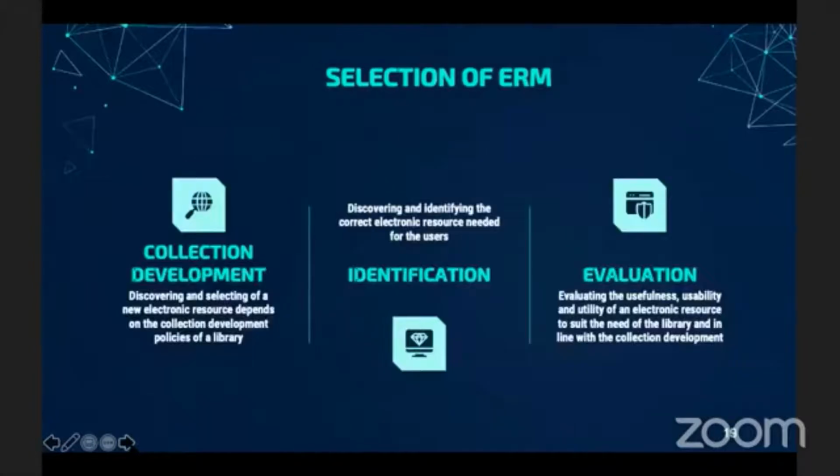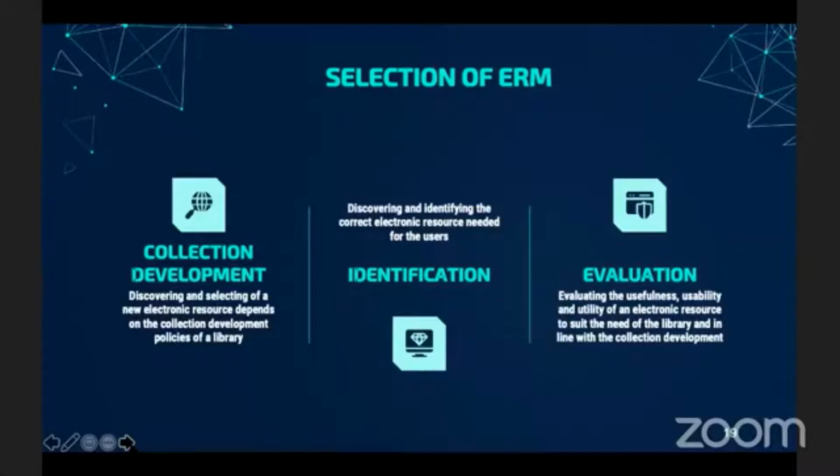Now, the selection of electronic resources. The selection of electronic resources for any library depends on three different aspects, namely collection development, identification, and finally the evaluation of resources. First and foremost, any selection of material should align with the prevailing collection development policy of the library. This we insist on anywhere.